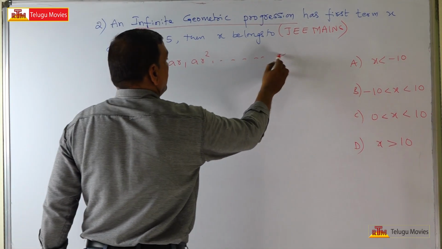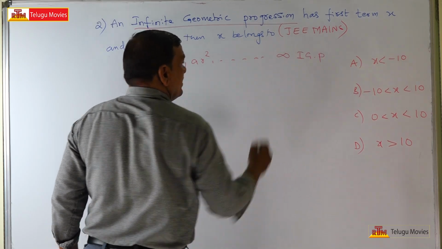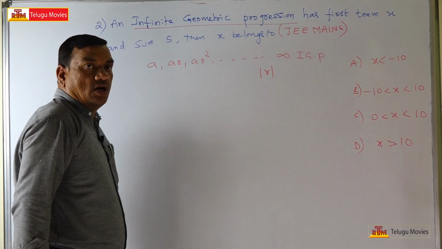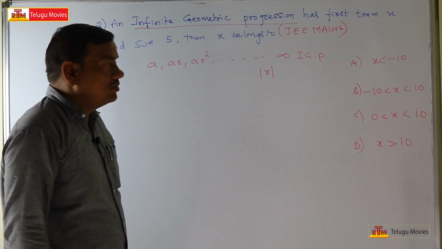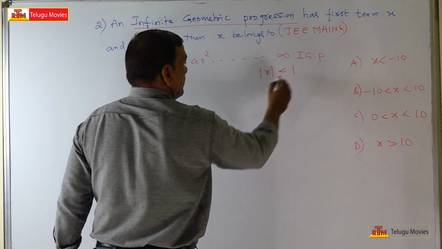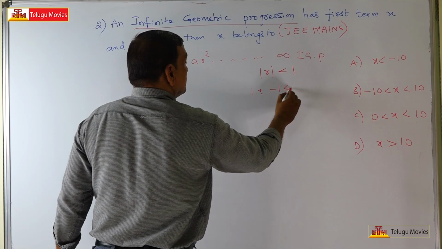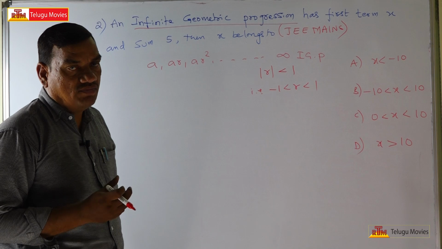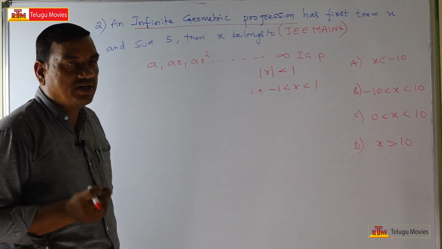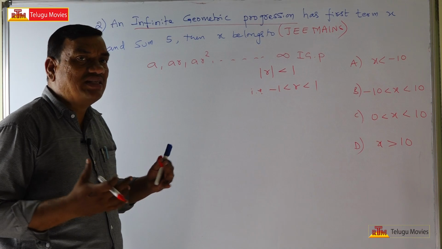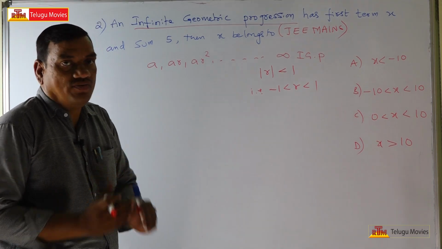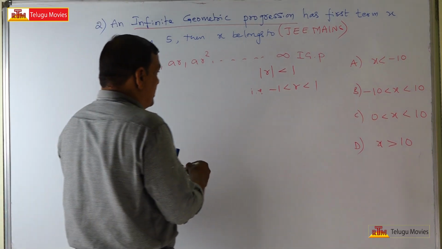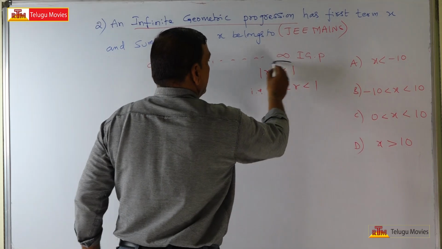a, ar, ar square, and so on to infinity. It becomes an infinite geometric progression when its common ratio, denoted by R, has modulus of R less than 1. That is, if the R value lies between -1 and 1, then the whole sum converges to a finite value. So the condition here is modulus of R is less than 1.